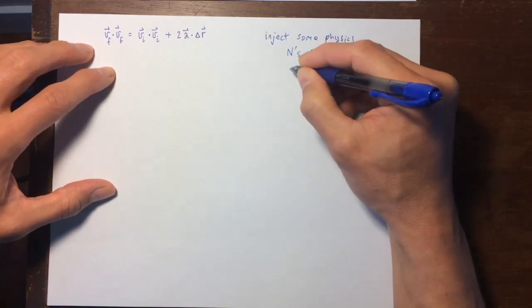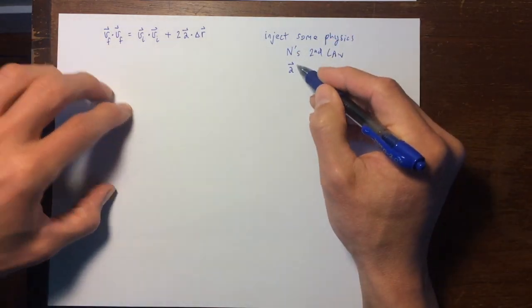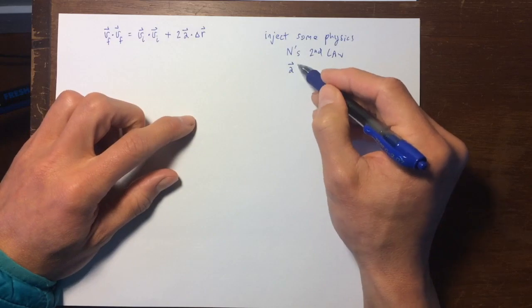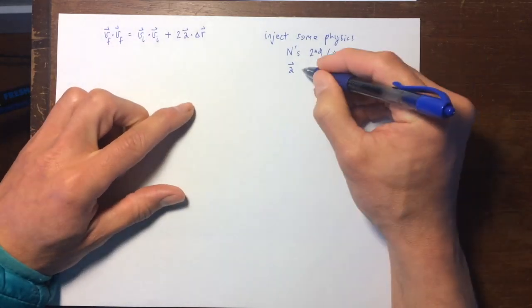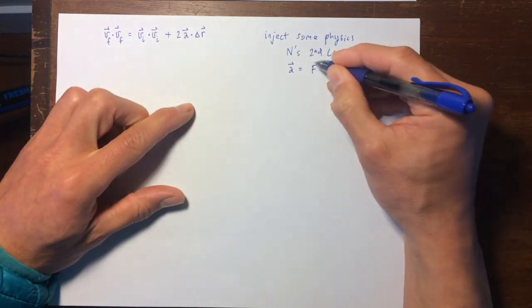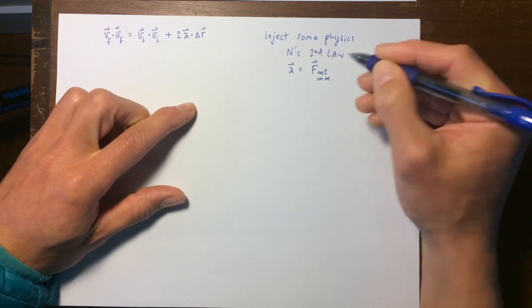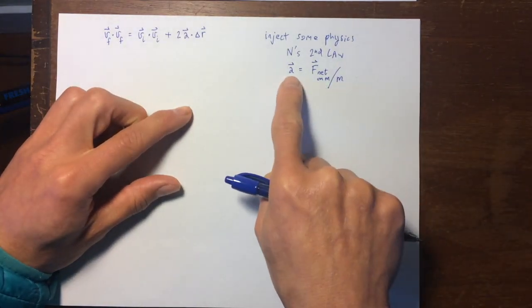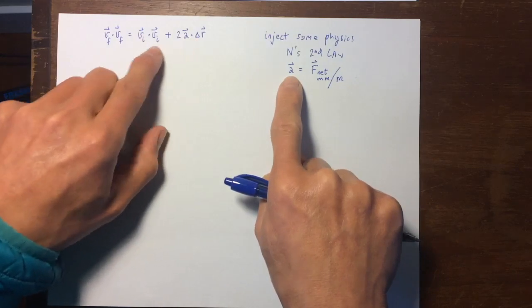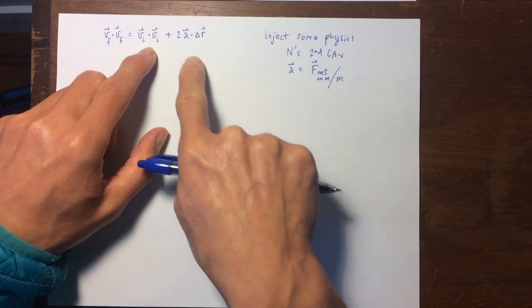The idea is that, according to Newton's second law, the acceleration is the only kinematic thing that's related to force and mass, and it's related this way: it's the net force on a mass m divided by the mass m. So here's acceleration, there it is in this kinematic and mathematical dot product statement. So put the physics in.